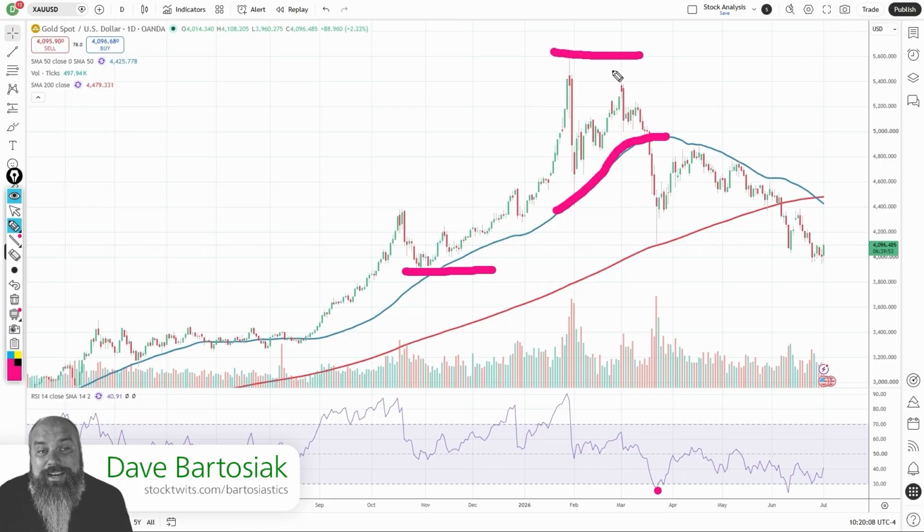So we get up to 5,600, never quite get there, and now you have a series of lower highs, definitely in a downtrend. You got the 50-day moving average providing lots of resistance along the way down. And now you have the dreaded death cross with the 50-day moving average crossing underneath the 200-day moving average.